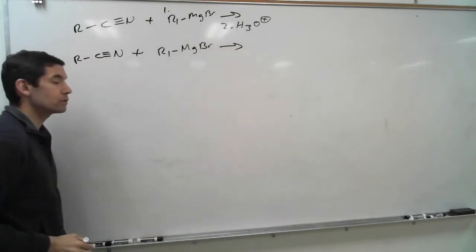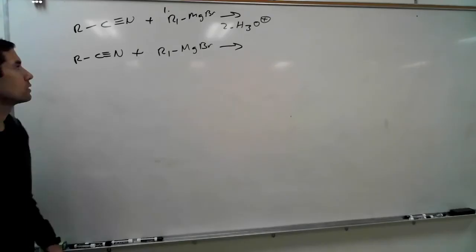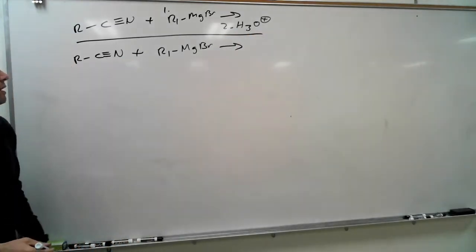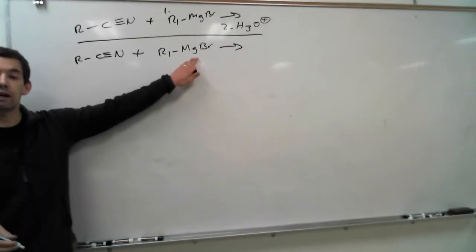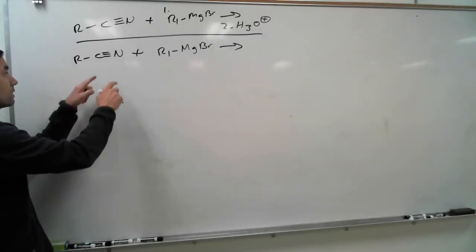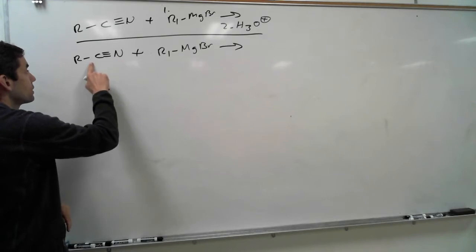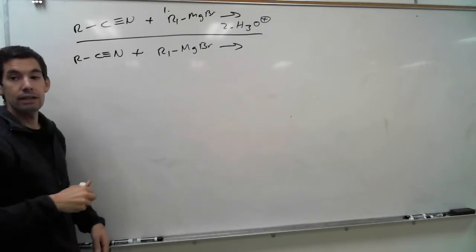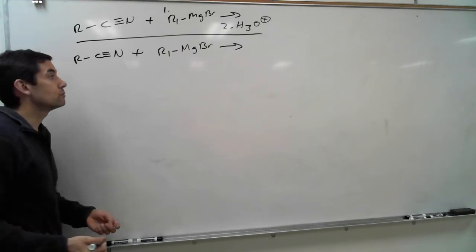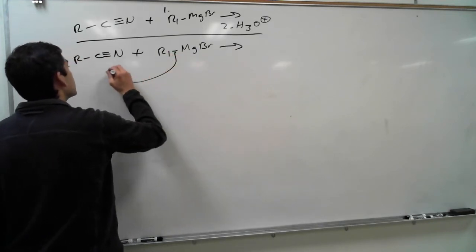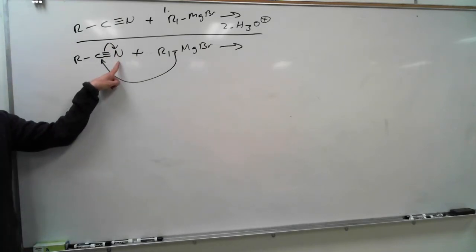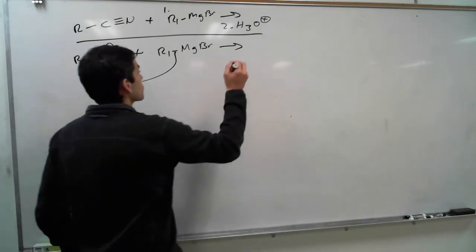As we first do this, what do you think is going to happen first? What do you think we're going to do with our Grignard? Remember, this is a strong nucleophile, so that means it's going to attack something. Which atom's going to be our electrophile? Just like we saw in our previous video, the electrophile is going to be the carbon. By doing that, we're going to push electrons to that nitrogen, giving it a negative charge.